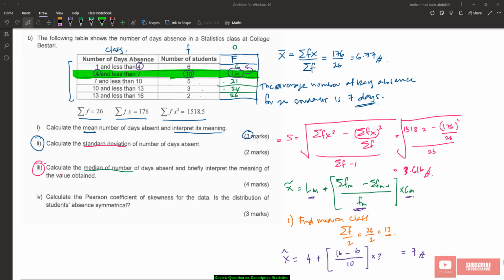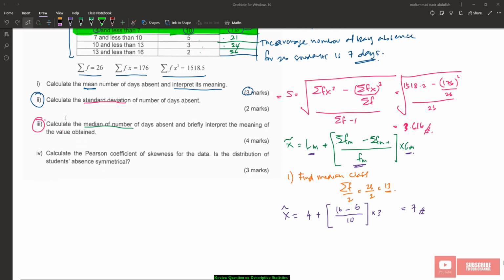So now, let's look at question number 3. Calculate the Pearson coefficient of skewness. So remember, we have two formulas to calculate the Pearson coefficient of skewness. The first formula is mean minus mode divided by standard deviation, but we don't have the mode value here. Another formula is 3 multiplied by mean minus median, divided by standard deviation. Right? So we have the value of the mean, the median and the standard deviation. So this one we can use.